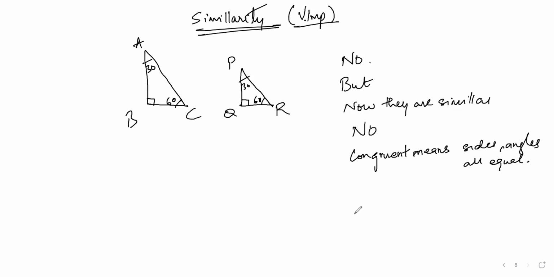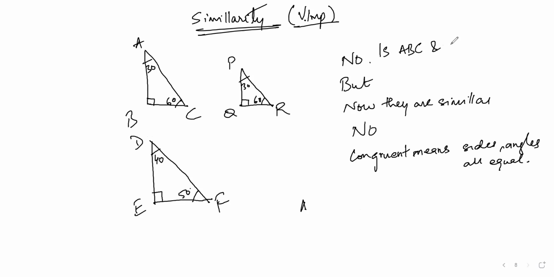If the angles are not equal and they are simply two right triangles, for example, let's call it DEF, where this is 40 degrees and this is 50 degrees, is ABC and DEF similar? No. Understood. But ABC and PQR are similar because the angles are the same.